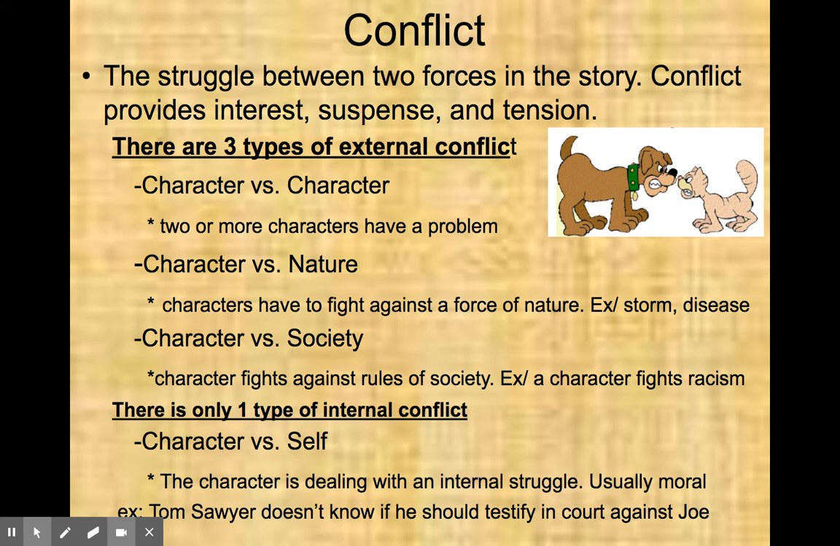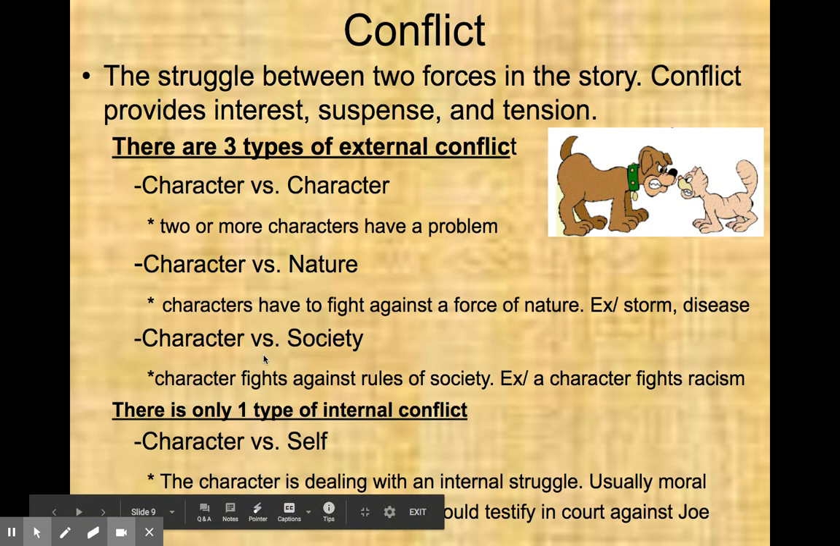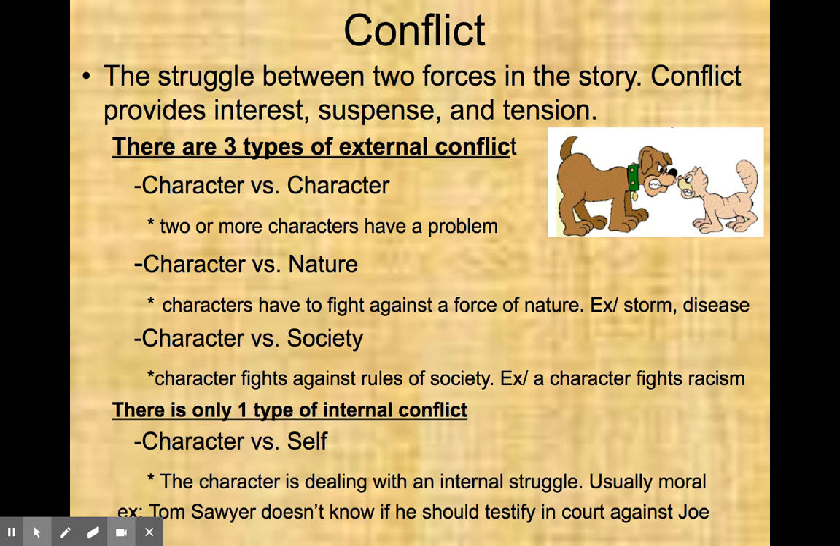So the conflict creates a lot of fun in novels and movies. Now, there are 3 types of external conflict, and that just means the character against somebody or something that is not himself. It's outside of him or her. And the first type is character versus character.